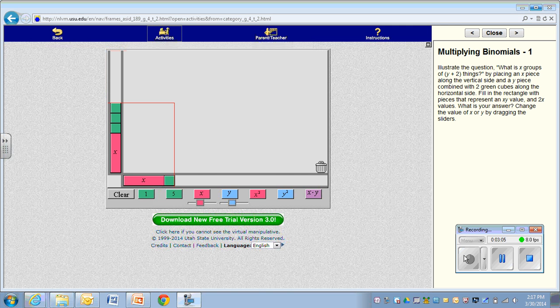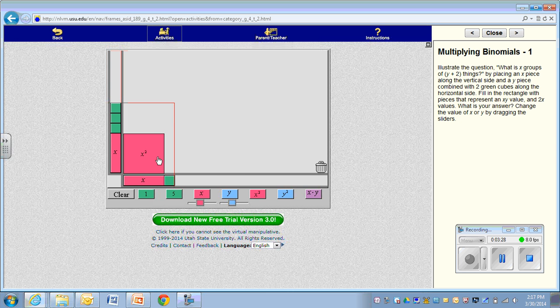Okay, now I'm going to try a binomial times a binomial. I've set it up for myself. This is x plus 1, this little square represents 1, times x plus 3. It's a binomial times a binomial. Okay, so what will fill up this rectangular area? Well, first of all, I'm doing x times x. So that's going to be an x squared. That big pink x squared is going to fill in this space. Then here I have this little skinny space. This is really 1 times x. That would be an x.